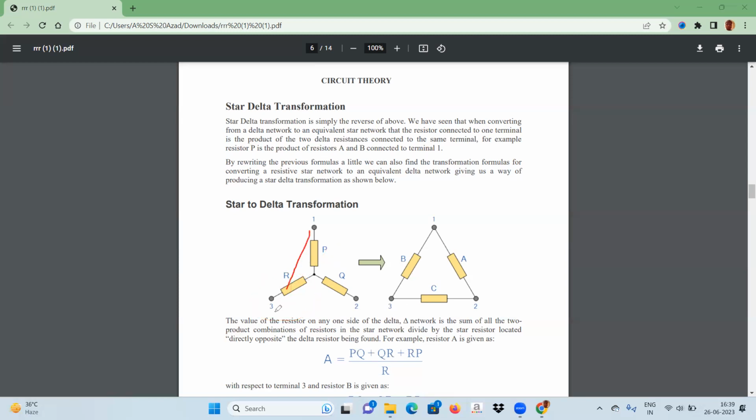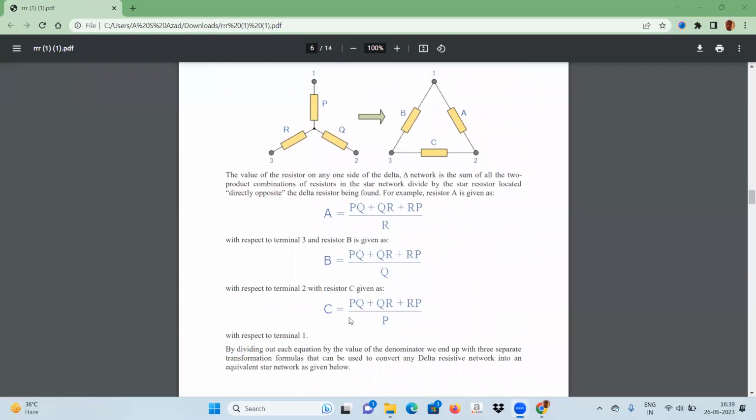If you want to calculate B here, this will be P. Then what will the formula be? The formula will be the same as here: P into Q, Q into R, R into P, divided by the most opposite component, and that will be Q here.